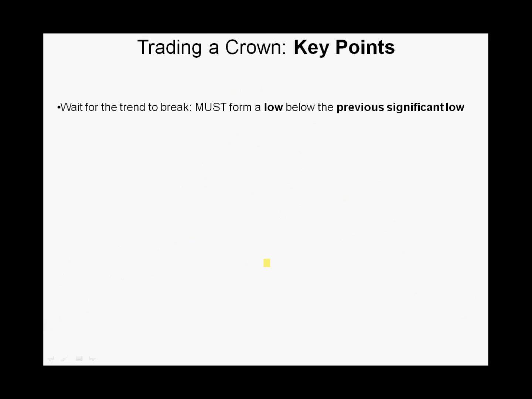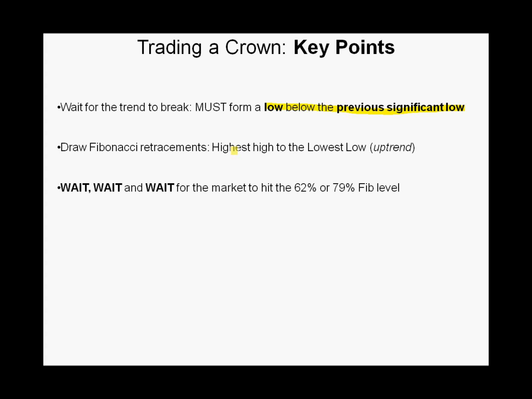Some of the key points: you want the trend to break, so it must form a low that's below the previous significant low. You want to draw the Fibonacci retracement from the highest high to the lowest low in an uptrend. It's very important that you wait for the market to hit the 62 or the 79% Fibonacci level. You want to do this to minimize the risk. You don't want to be going into risky trades. If the market hits 50%, do not trade, because this is going to be a very risky trade.